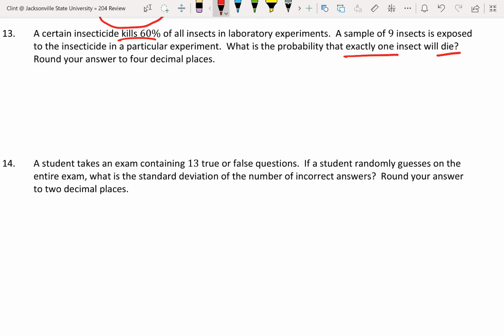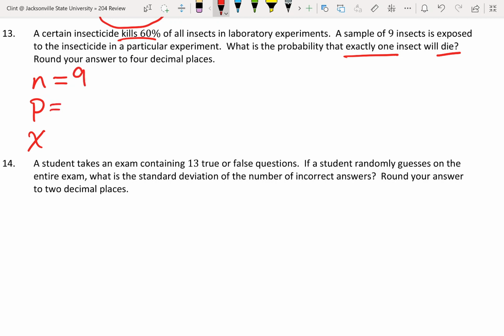So this is binomial because an insect either lives or it dies. No matter what method we're going to use, we need n, p, and x. Here we're doing our experiment 9 times. We're testing it on 9 insects.